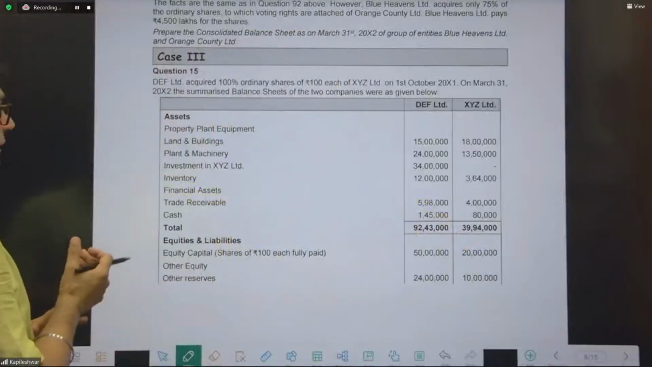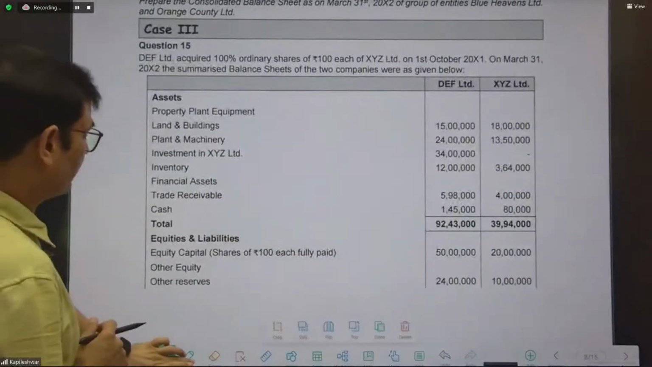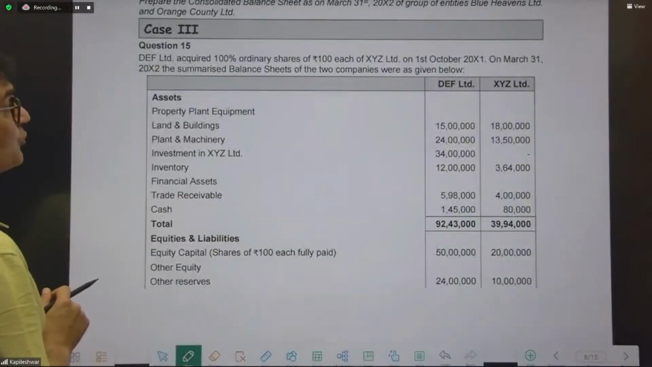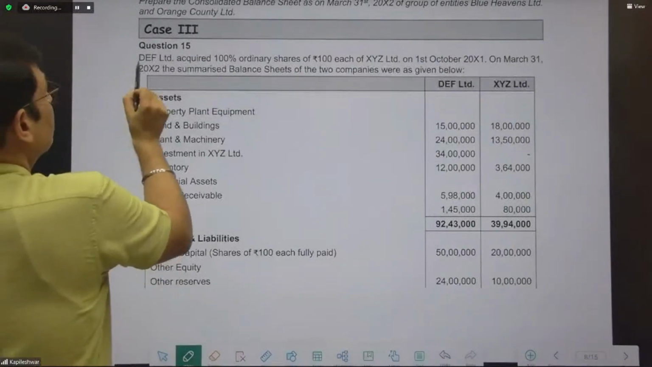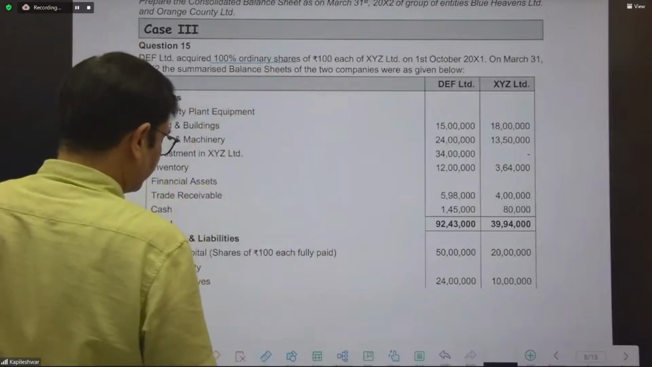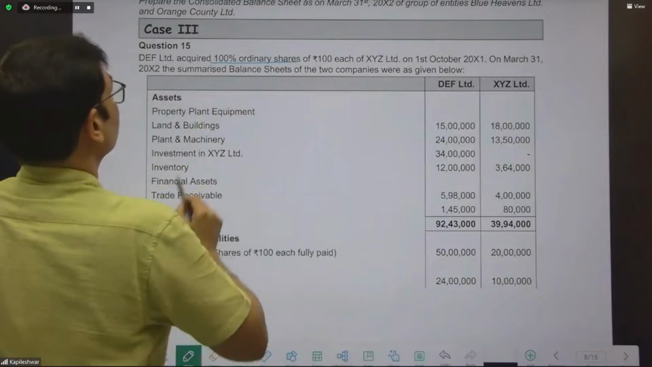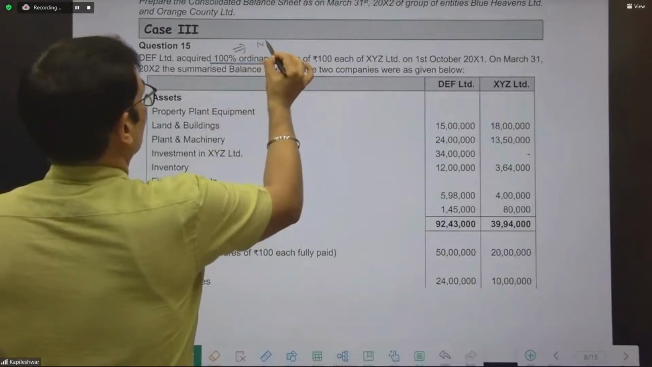Let's have a read on the question number 15 with you. Now be careful as we read the question. This is also given in the study material as well. It says DEF acquired 100% ordinary shares. So we're given that you've acquired 100% ordinary shares, which means there is no NCI.